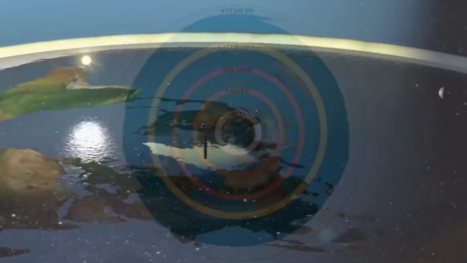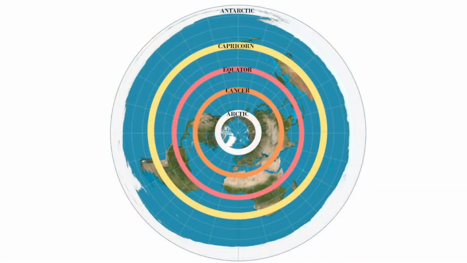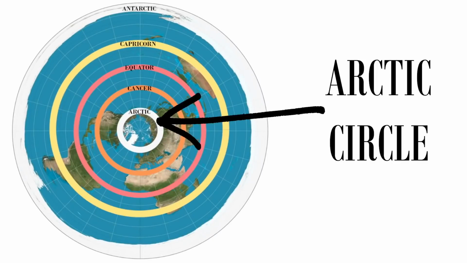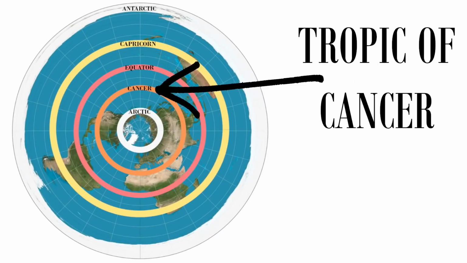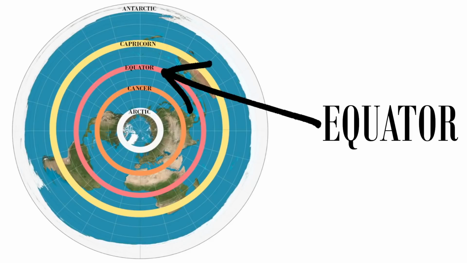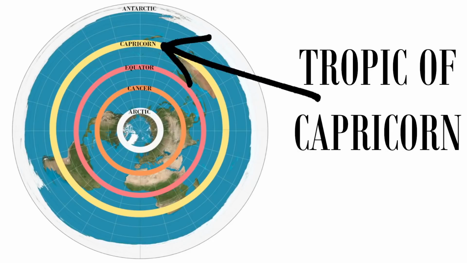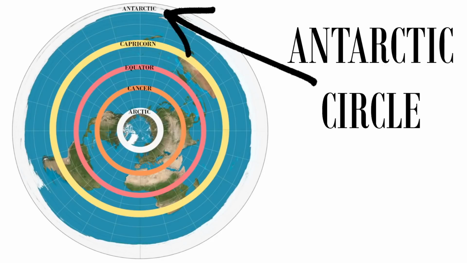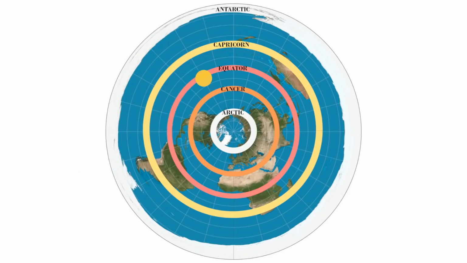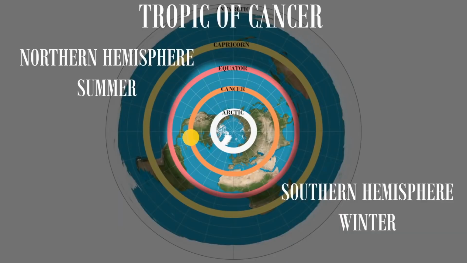There are 5 prominent circles of latitude, we are told. We have the Arctic Circle, closest to the center, the Tropic of Cancer at 23.5 degrees latitude in the northern hemisphere, the Equator at 0 degree latitude, the Tropic of Capricorn at 23.5 degrees latitude in the southern hemisphere, and the Antarctic Circle. The sun journeys from the equator at the March equinox up in concentric spirals to the Tropic of Cancer. When the sun is in this position, the northern hemisphere experiences summer and the southern hemisphere experiences winter.